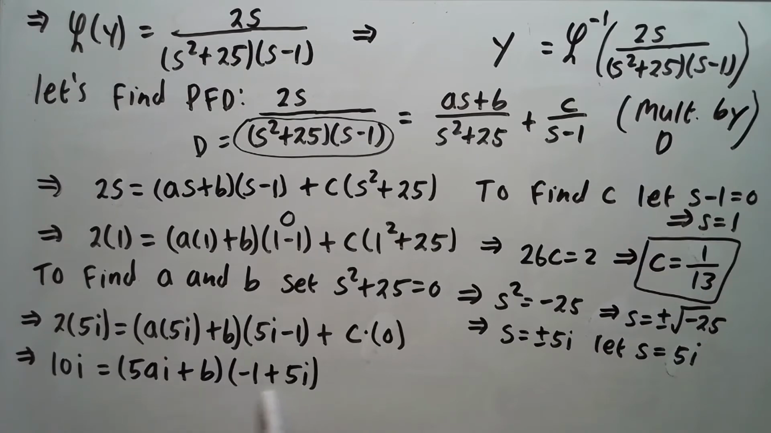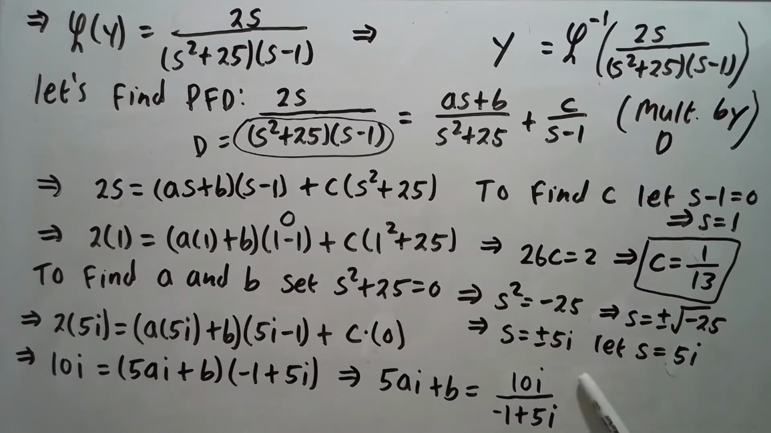So I'm going to divide both sides by this. Now then, 5ai plus b equals 10i over negative 1 plus 5i. Okay, I want to get rid of this fraction here. To get rid of this fraction, you have to multiply top and bottom by the conjugate of this one. The conjugate would pretty much take away the plus and put a minus there. So let's multiply top and bottom by the conjugate.